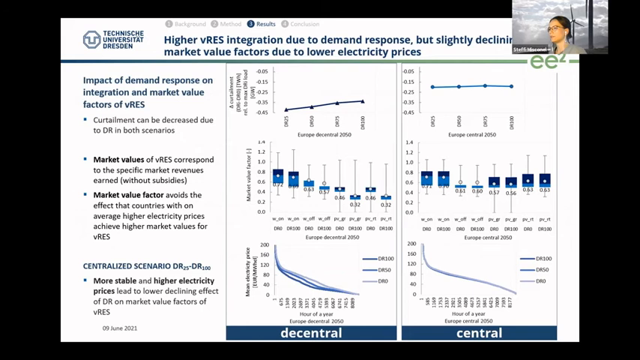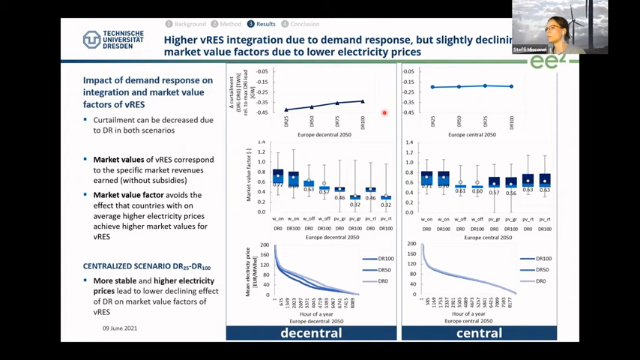Here, the impact of demand response on the integration of volatile renewable energies is illustrated. So curtailment can be reduced by the activation of demand response. The effect is slightly higher in the decentralized scenario with more PV installations.